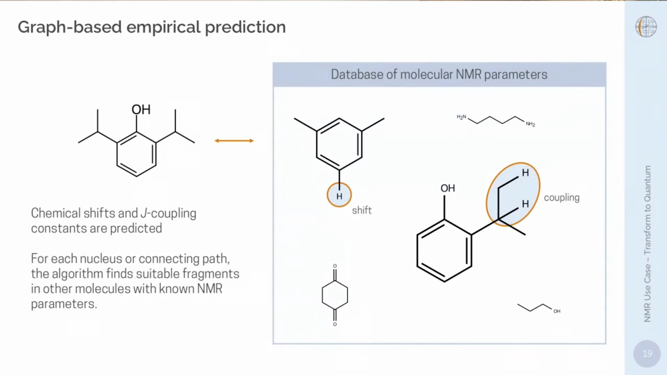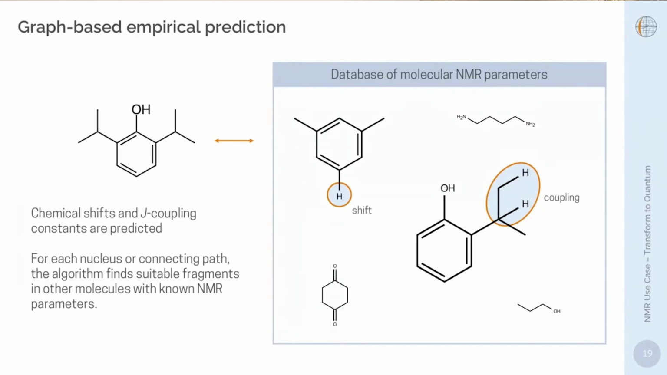So let's say you build a database that contains NMR parameters for many, many molecules, and we are in the process of building up a database containing parameters for thousands of molecules that we will be able to use for this approach. And now what we're using for the prediction is not even machine learning. What we're doing is much simpler.